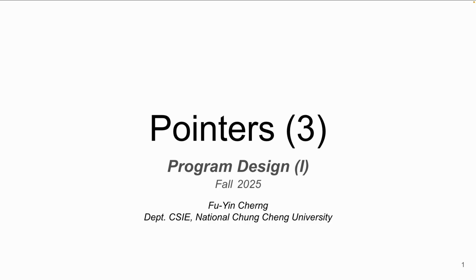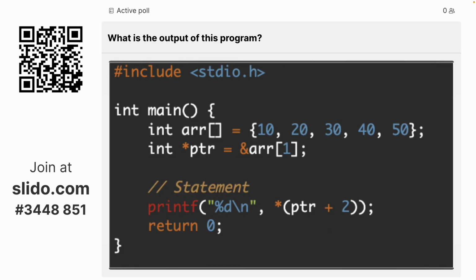Okay, so let's start with today's topic, that is pointers. And again, I always like to use some slides to check if you understand what we taught in the last lesson. So I have 4 Slido quiz questions to test whether you understand pointer arithmetic and how to use pointers as arguments for functions. So this is the first question: what is the output of this program?